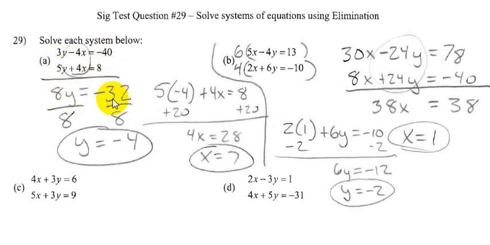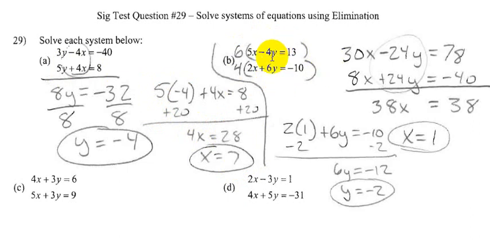Combine these together, and I get negative 32. Divide by 8, divide by 8, and that's how I get the y. Plug the y back into one of the equations. I plugged it into this equation, plug my y in, and then this is a negative 20, so I added 20 to both sides. Divided by 4, and that's how you get 7.